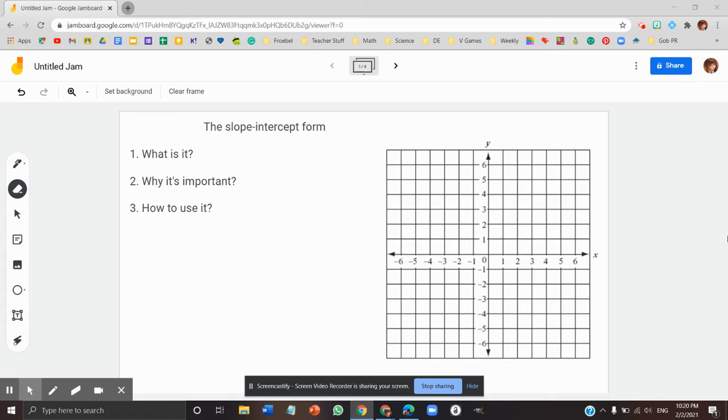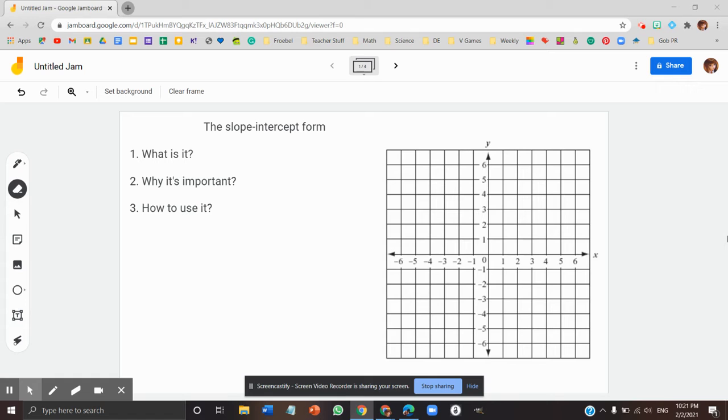Now, what I'm going to do is talk about some of the information that we couldn't do today, and we're still going to go over this. All I want you guys to do during this video and during this process is to get comfortable and to explore the slope-intercept form. Now, first things first, what is the slope-intercept form? Well, that's pretty easy, right?